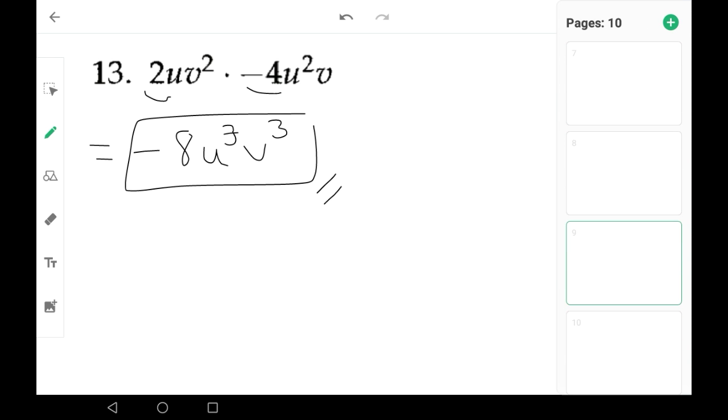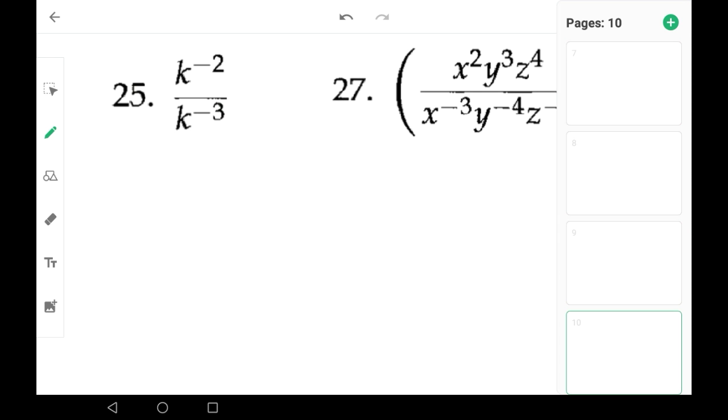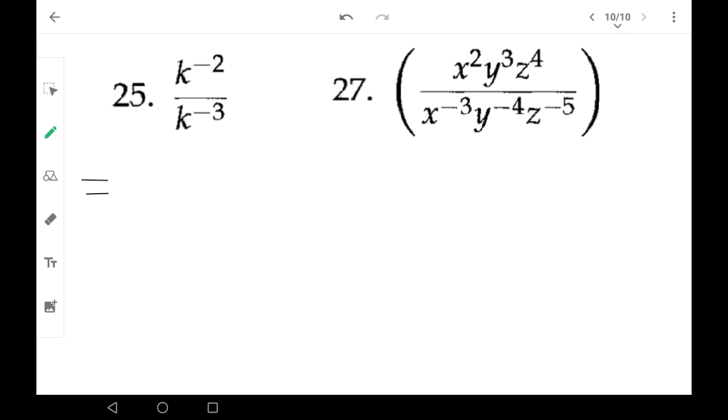Let's move on to the other exercise that you had problems with, and it's going to be 25 and 27, right? In 25, I have to subtract here, right? But here I have a negative and another negative. That negative 3 will become positive, right? So that means that negative 2 plus 3 would be only 1, so it's going to be k. Only k, the answer, right? K.